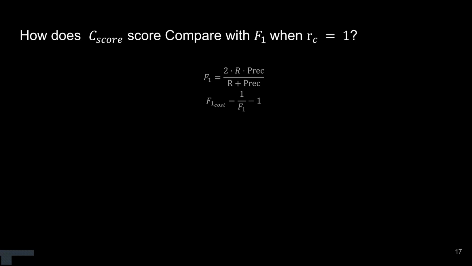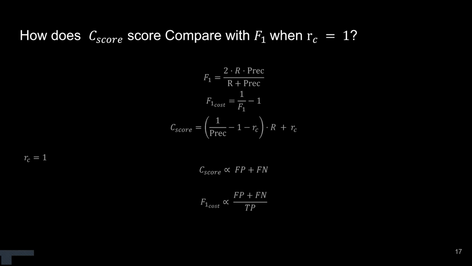So we tried to compare the F1 cost with the cost score, and when cost ratio is 1, it turns out, again, I'm skipping over some of the details, the cost score is proportional to the total sum of the misclassifications, and F1 cost is also proportional to the sum of the misclassifications, but it is also inversely proportional to the number of true positives. So they're not exactly the same, but they're very similar. And in practice, we found that they do look quite similar.